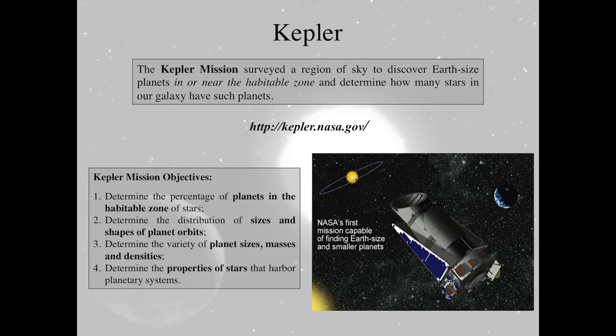Okay? Kepler was to go out and look for Earth-sized planets in or near the habitable zone, find out, well, how many are there? What's the percentages? Do most stars have one? Do most not? Whatever that case may be. Here's the website if you'd like to go out and see it sometime. So find the percentage of planets in the habitable zone, determine the sizes and shapes of the orbits, that's important. Also the variety of sizes, masses, and densities. And let's also, by the way, take a look at the stars as well, to understand those stars. Are those stars very much like our sun? Or are they significantly different?